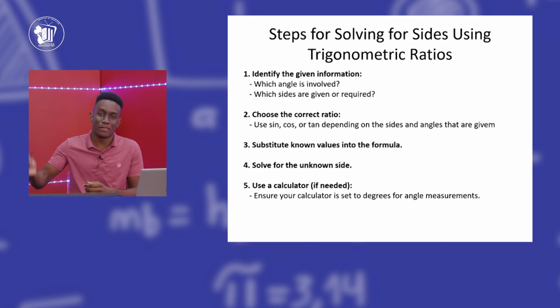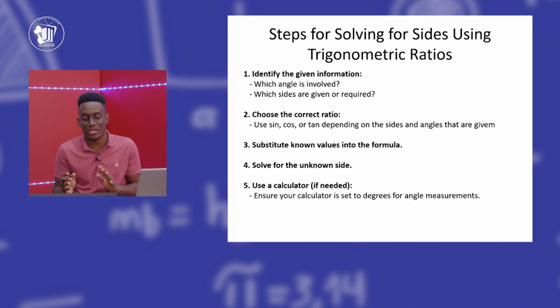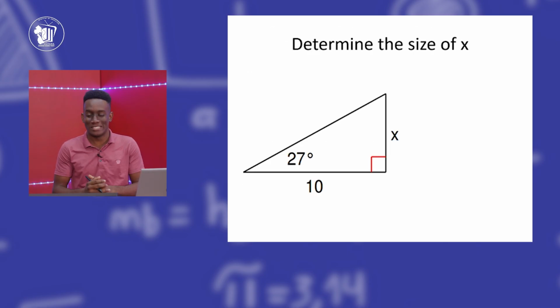So step 1, identify what is given and label your triangle. Step 2, choose the ratio. Step 3, substitute your values. And step 4, solve for the unknown. Of course, before you can solve for the unknown, there should be just one unknown remaining, and then you solve for that. So with all that, let's do an example.